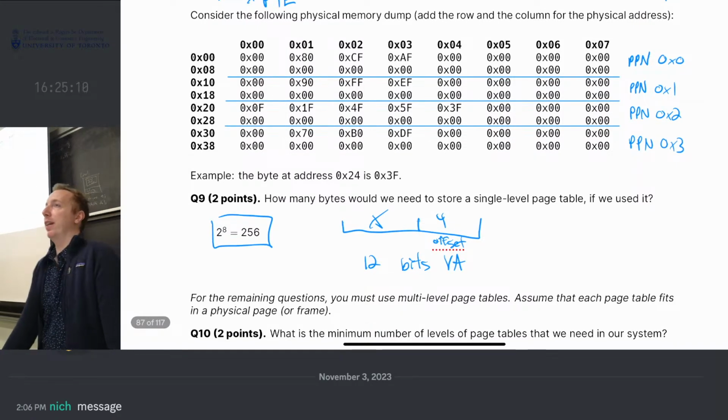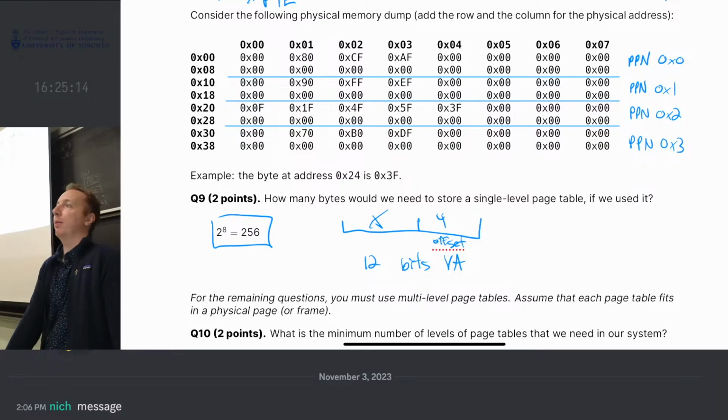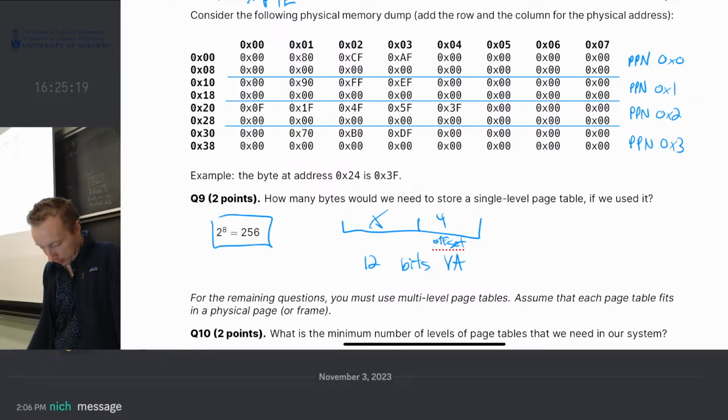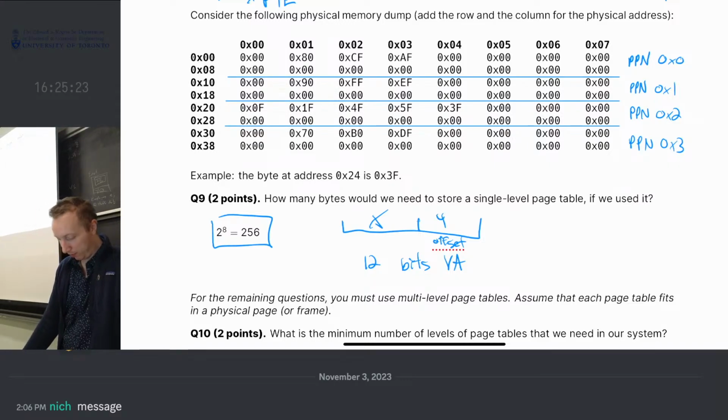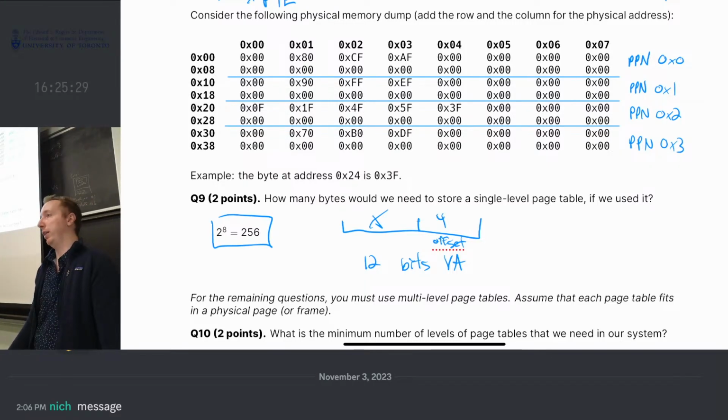All right, so then the question shifts to the more fun part, because single level page tables are lame. So we could do multi-level page tables. The next question is, what is the minimum number of levels of page tables we need in our system, assuming that each level of page table exactly fits on a page? So anyone remember how to do that?